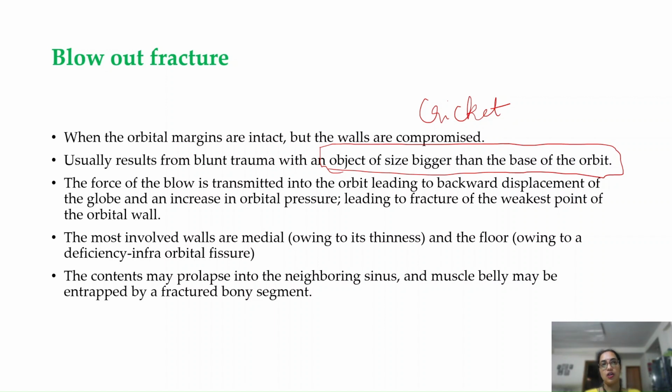So the forces are transmitted into the contents of the orbit, which expand within the orbit, leading to backward displacement of the globe and fracture of the weakest point of the orbital wall. That happens to be the medial wall. That's why the most common site of blowout fracture is the medial wall, followed by the floor of the orbit.